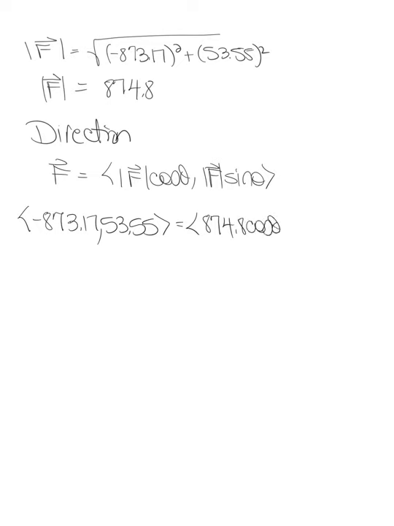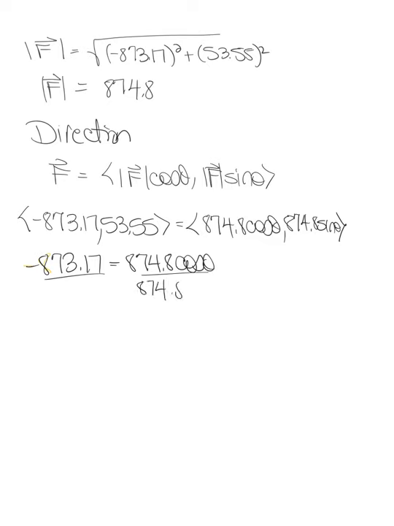So that should give me the first component times the cosine of theta, and then 874.8 times the sine of theta. So this actually gives me two equations, and I need to find one of those that I can use to solve for theta. The two equations it gives me are the following. Remember, if two vectors are equivalent, their components must be equivalent. So I get that a negative 873.17 will be equal to 874.8 times the cosine of theta, which I could then use to solve for the cosine of theta. To do that, you would simply divide both sides by 874.8.